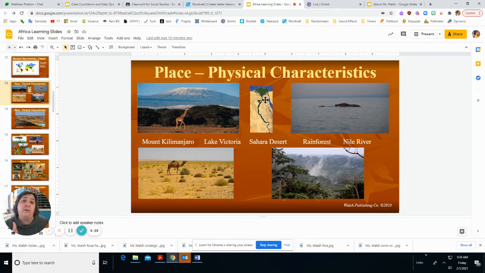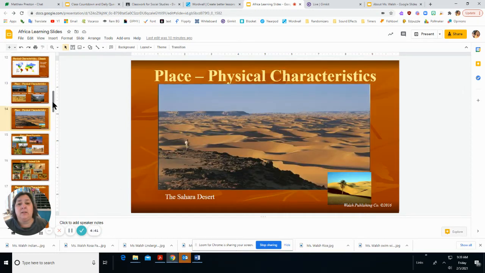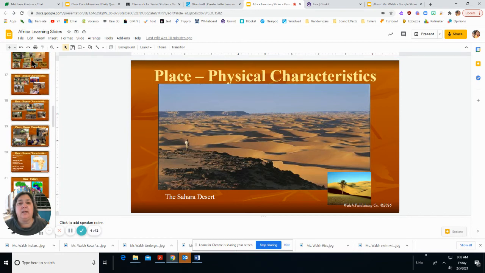And once you get far enough away from the water, vegetation stops growing, and then you get this desert, as you look from space. The Nile River, we've got some rainforests in Africa as well in different parts, and then Lake Victoria. Let's see if we can get to our next slide.